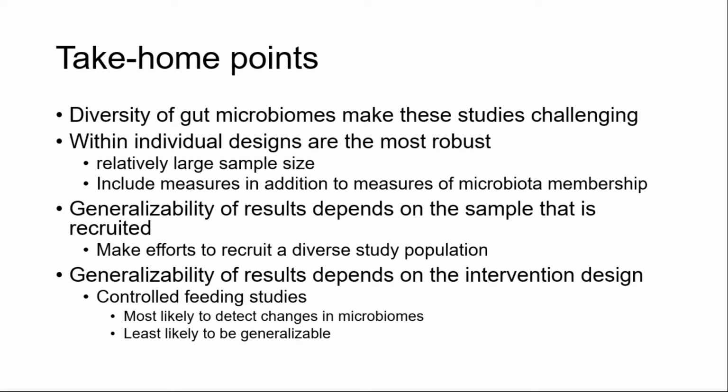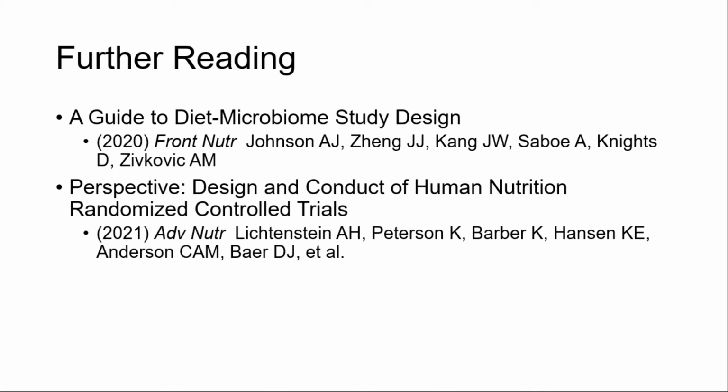And finally, I just wanted to leave you with 2 references that I think can be really useful for anyone wanting to get a start. One is a guide to the diet microbiome study design, which I have referenced here. And the other was published in Advances in Nutrition, which is an ASN journal, and it is called The Design and Conduct of Human Nutrition Randomized Controlled Trials.